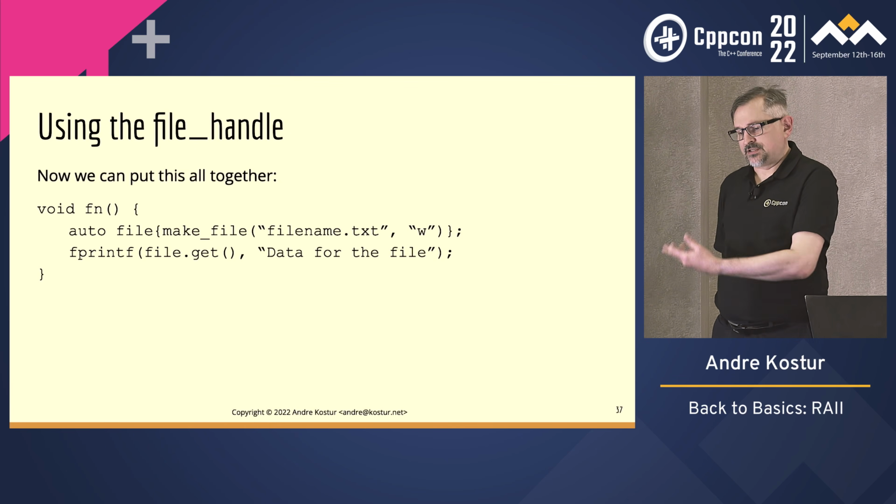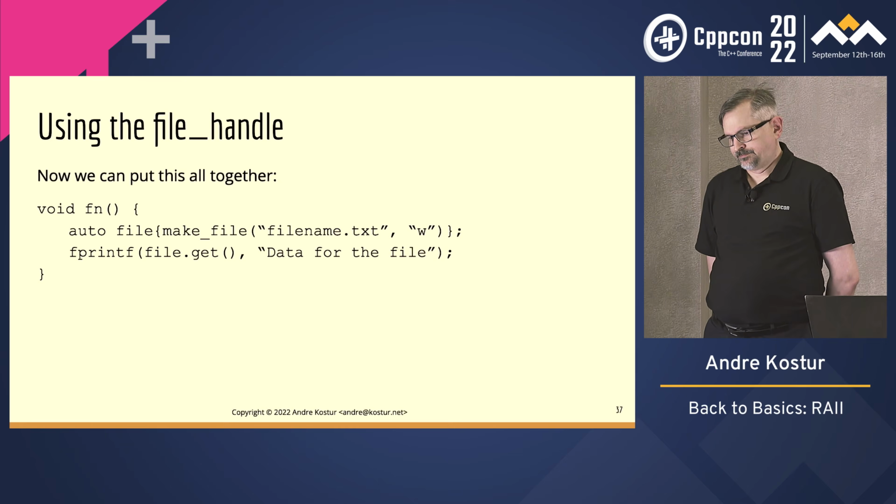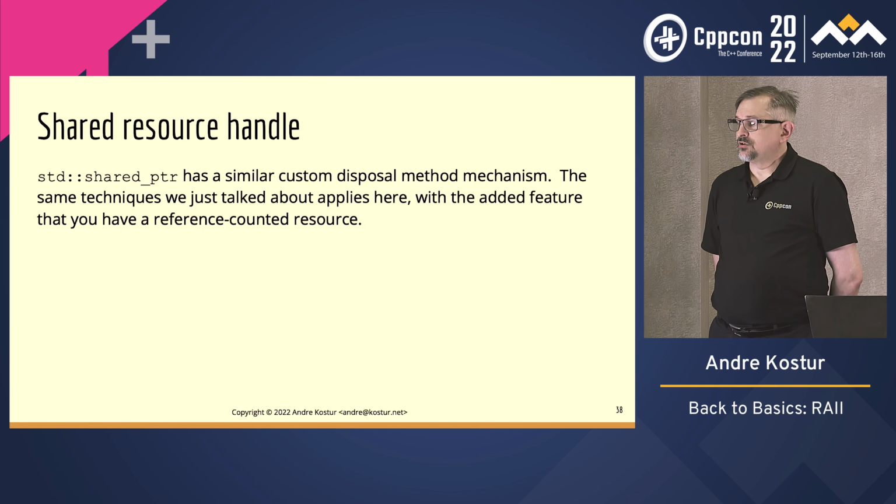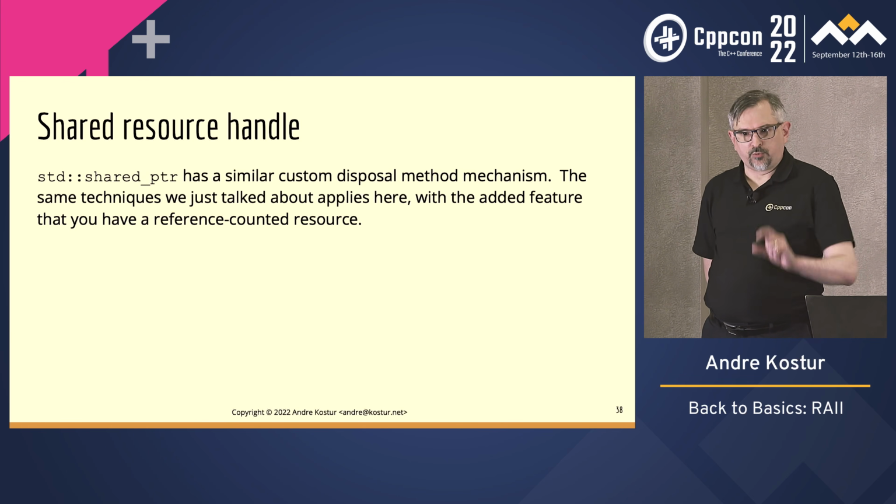Yeah, so fprintf passed the file, we're good. std::shared_ptr has the same facility. It also has a custom disposal method. So if you want to have a shared file handle, you can do a similar thing here. I'm not going to show the details, but it's similarly not a whole lot of boilerplate, and you get the shared thing for free.